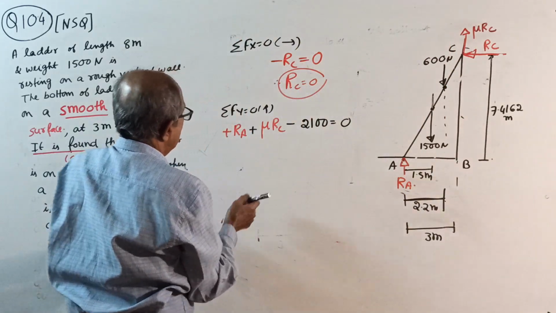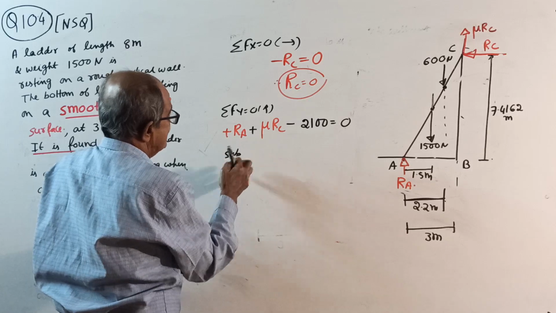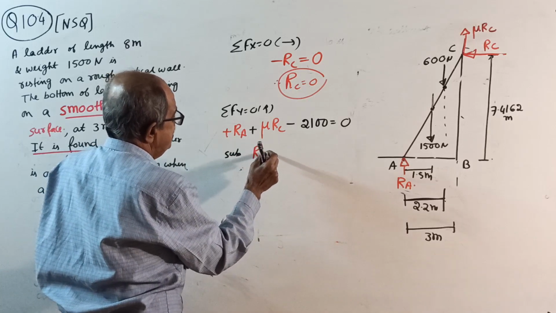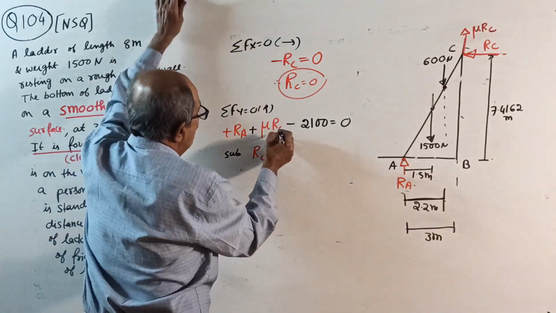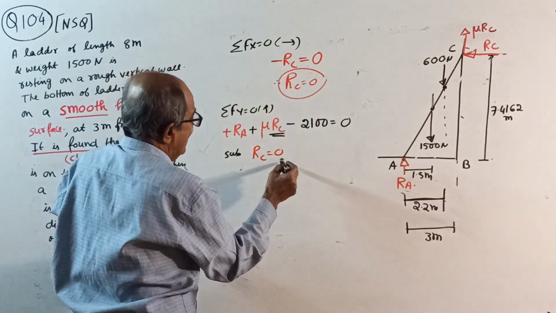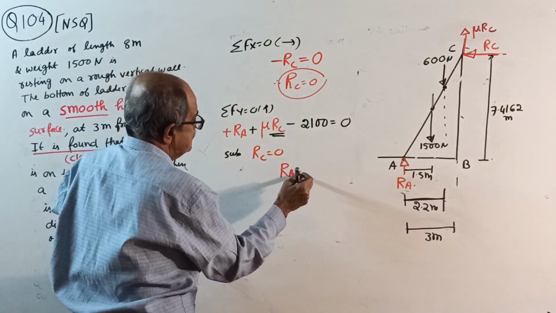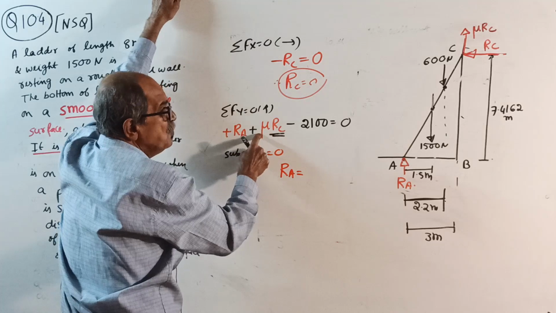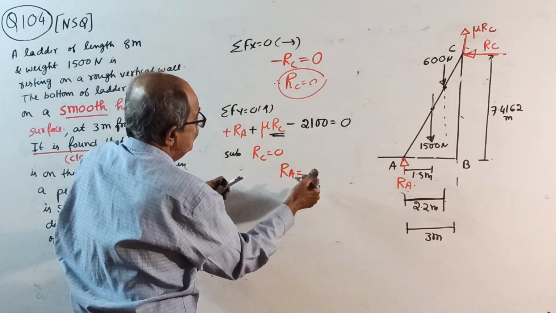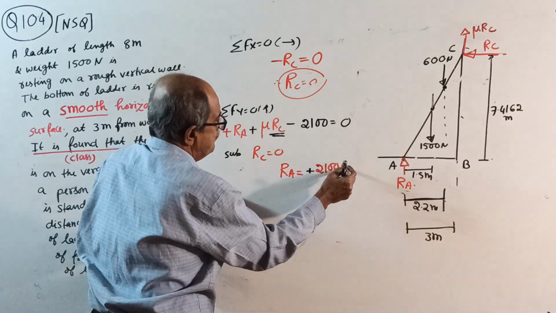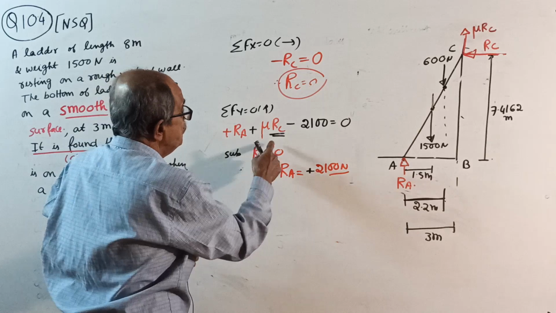Now, substituting RC equal to 0. We already got RC equal to 0, so mu does not matter. If RC is 0, whatever mu is, it is 0. You get RA equal to plus 2100 Newton. Okay, now lastly, mu is still left out.